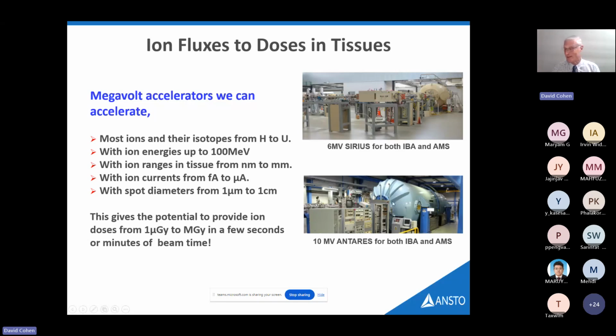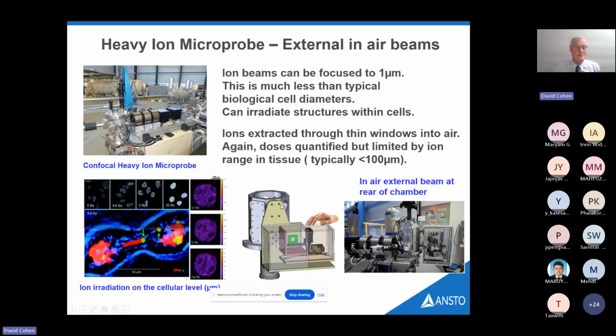We do this with accelerators. And I've already shown you the microprobe that we have going into a chamber. You can use this to scan across human cells, extract the beam through thin windows, and we do biological cells, and we can irradiate them with a range of heavy ions from protons right through carbon up to iron ions or even iodine ions.